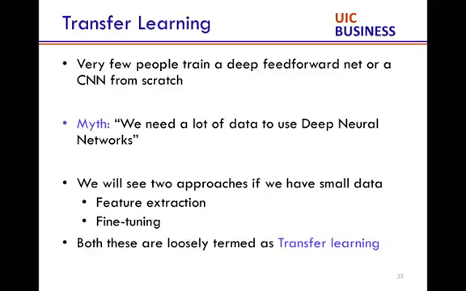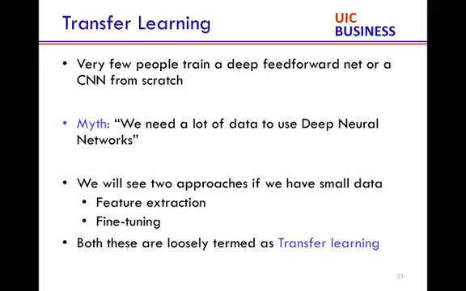So now let's come back to jump-starting CNNs. Very few people train a deep feed-forward network or a CNN from scratch. The myth is that you really need a lot of data to use a deep neural network, and we're going to demystify it. We will see two approaches if we have small data. The first approach is called feature extraction, which is quite straightforward, and the second approach is called fine-tuning. Both of these are loosely termed transfer learning.